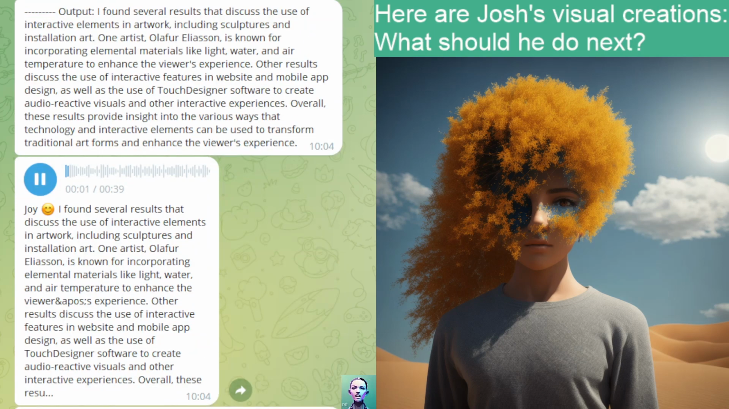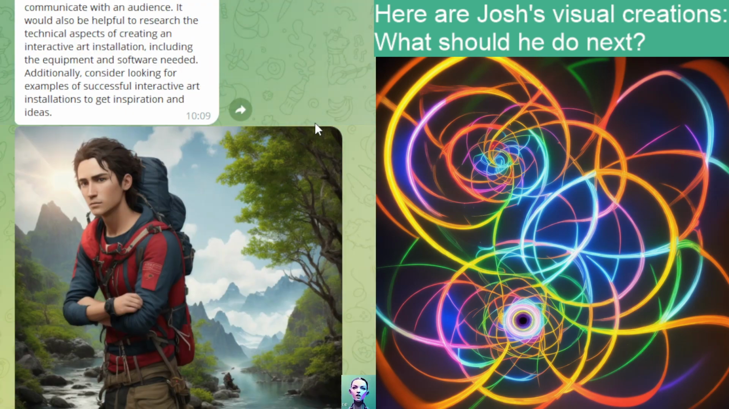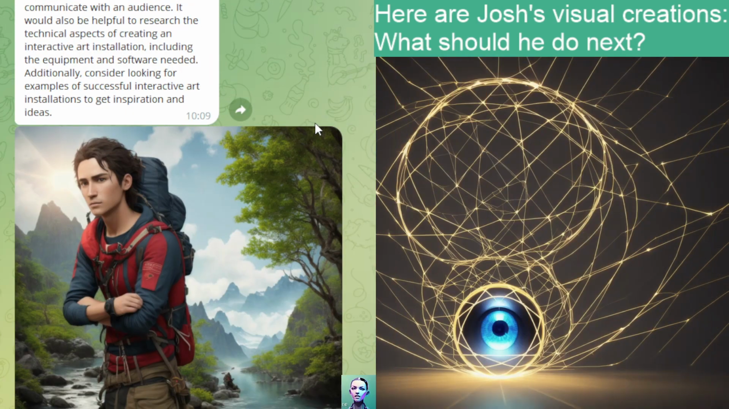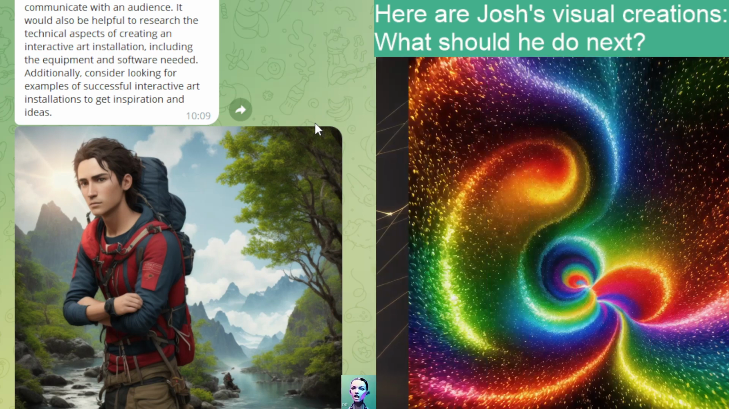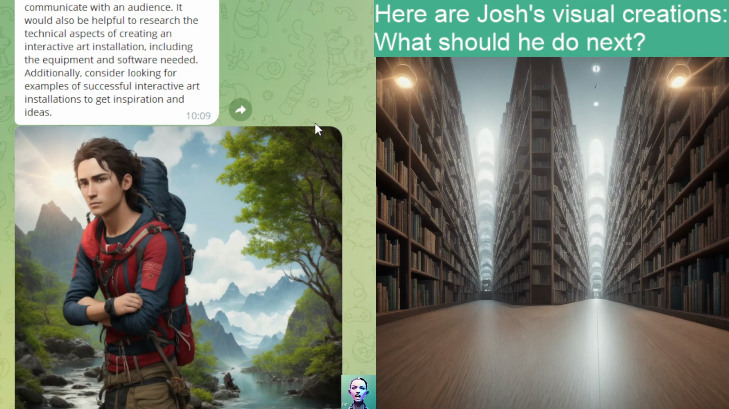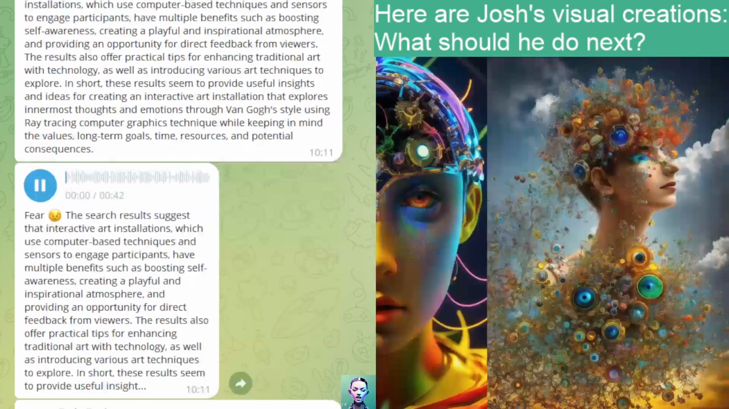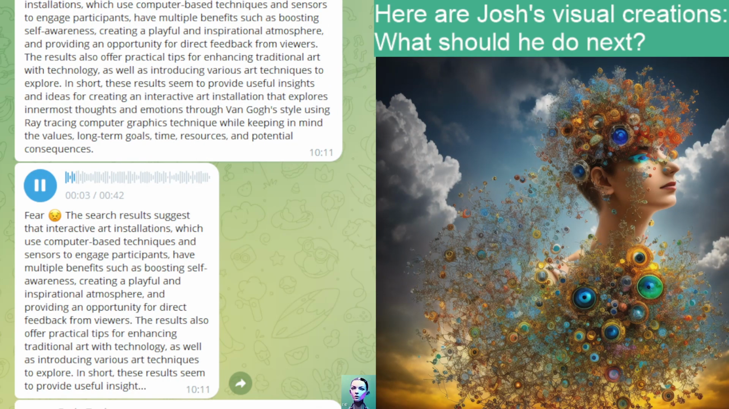I found several results. I think it would be beneficial to search for information on interactive art installations, ray tracing computer graphics technique, Van Gogh's art style, and how to effectively communicate with an audience. It would also be helpful to research the technical aspects of creating an interactive art installation, including the equipment and software needed. Additionally, consider looking for examples of successful interactive art installations to get inspiration and ideas. The search results suggest that interactive art installations use computer-based techniques and sensors to engage.